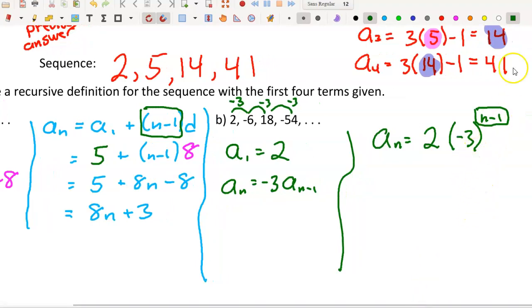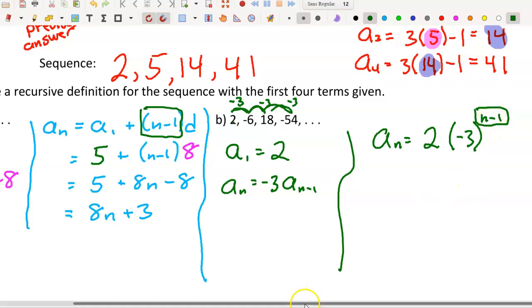So this is saying, like, if I need to get to the fourth term, right? So if I need to get from 2 to -54, how many times do I have to multiply by -3? 1, 2, only 3 times, right? So to get from the first term to the fourth term, I really have to multiply by -3 3 times, which is 1 less than how many terms we actually have, right? So that's why this n-1 shows up.